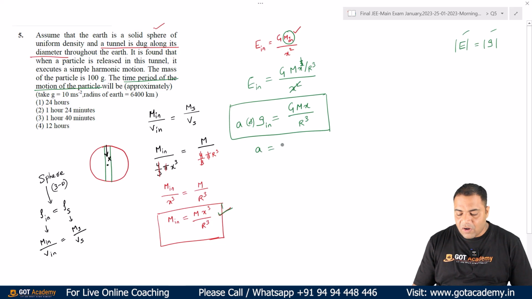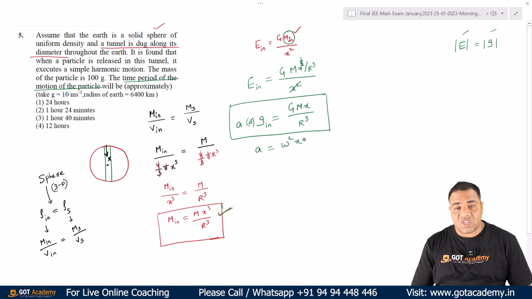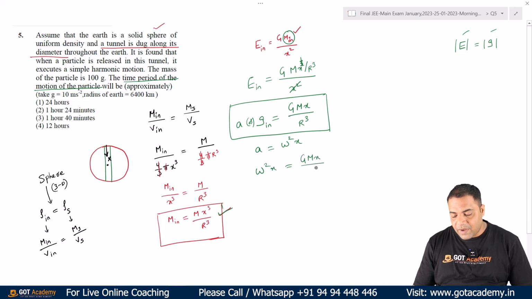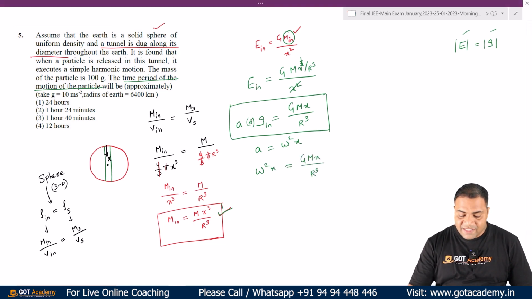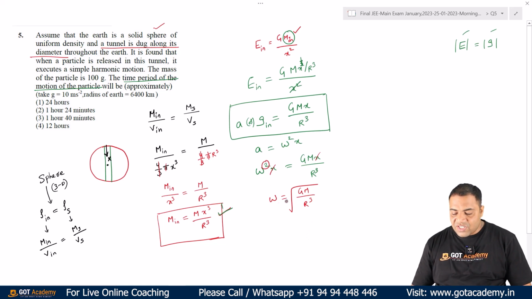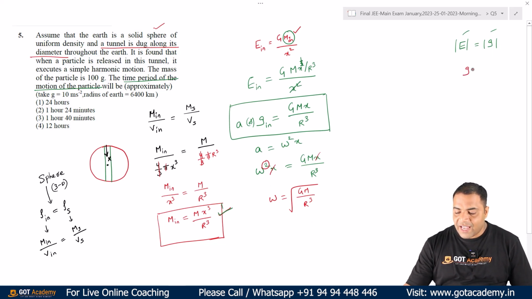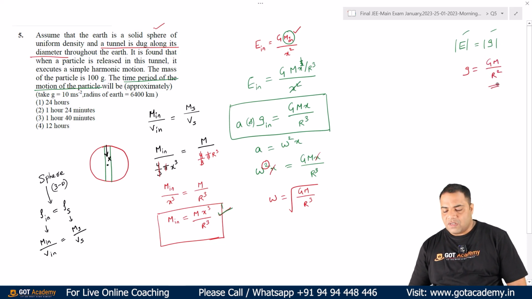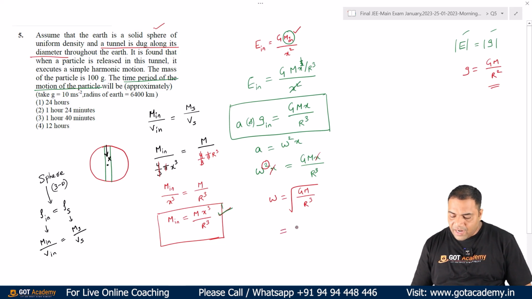You know that a equals omega squared into x, where x is the distance up to the point. Now omega squared x equals GMx by R cubed. From this we can cancel x and x. So omega equals root of GM by R cubed, because I have shifted the square to the other side. You know that g on the surface of the Earth can be written as GM by R squared, isn't it? This is from our basics. So here GM by R cubed can be written as g by R.